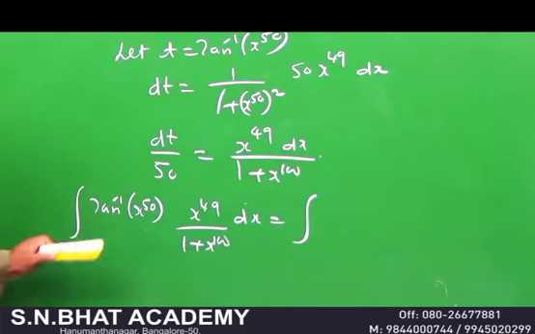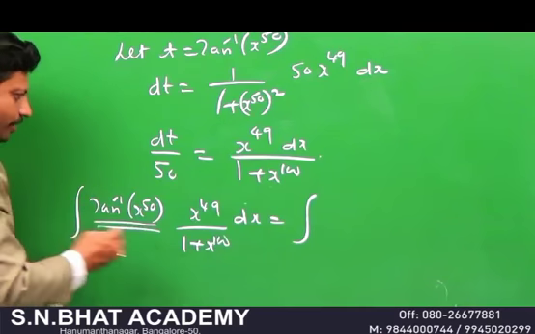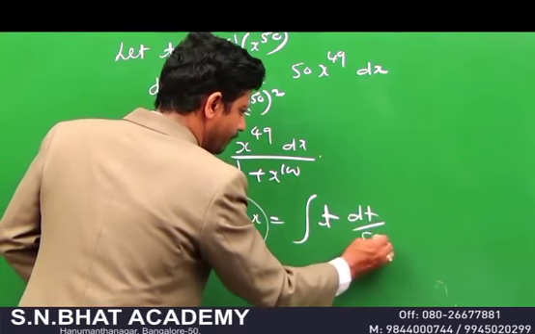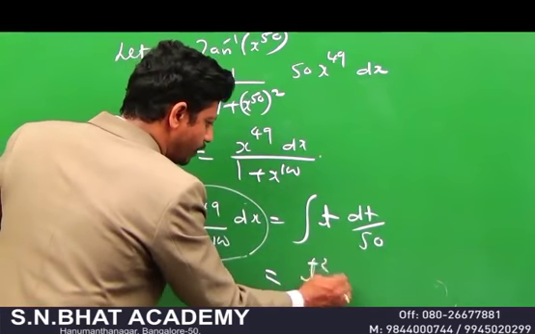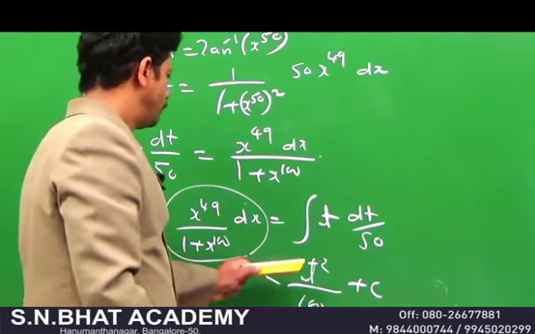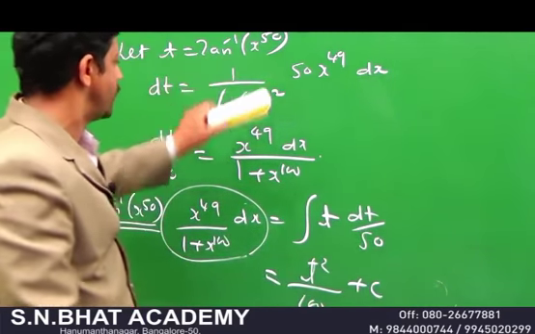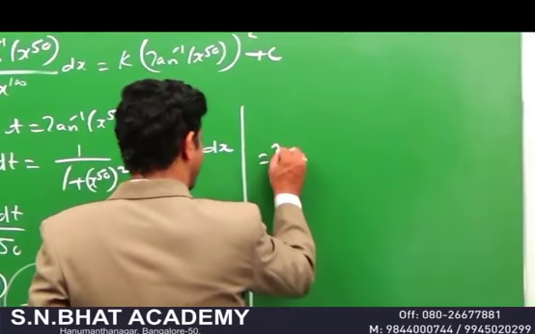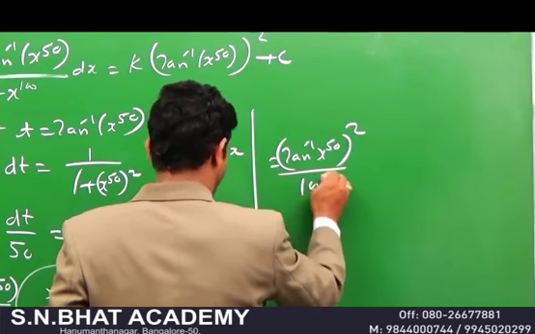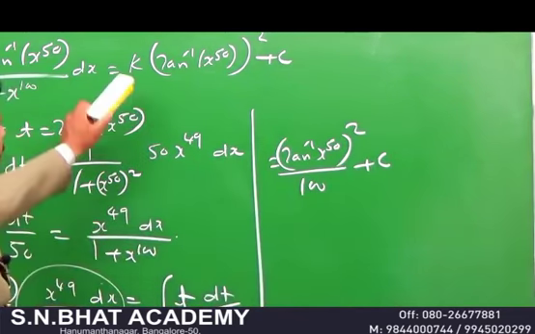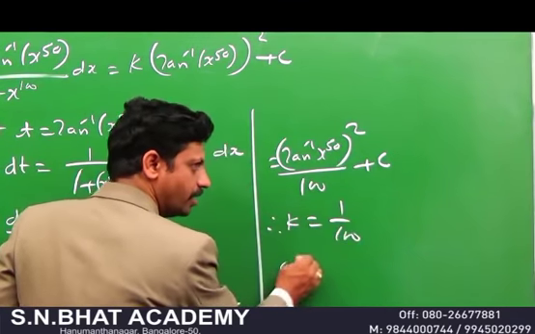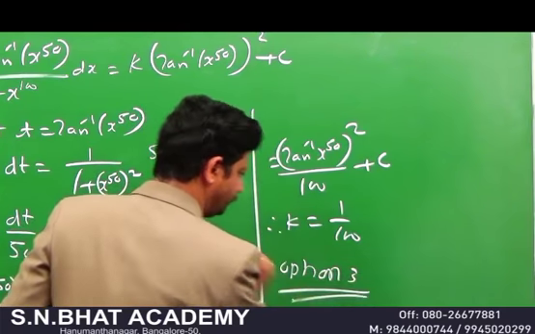And this is the same as, since we have taken this as t, the integral of t, and this whole thing is dt by 50. Now the integral of t is t square by 2, so therefore t square by 2 into 50, that is t square by 100. Now substitute the value of t. The value of t is tan inverse x power 50. So you get (tan inverse x to the power of 50) whole square by 100 plus c. Now comparing, we get k equal to 1 by 100. Therefore k is 1 by 100, which is option 3.